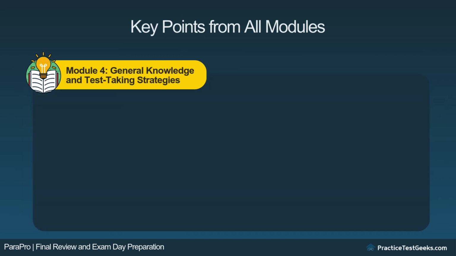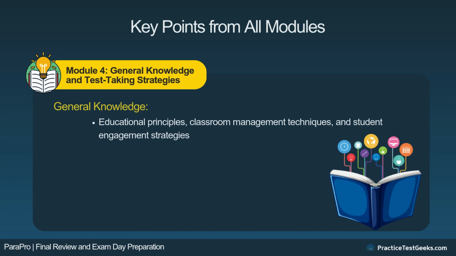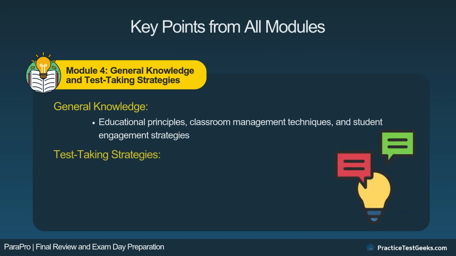Module 4. General Knowledge and Test-Taking Strategies. General knowledge. Review educational principles, classroom management techniques, and student engagement strategies. Understand the role of paraprofessionals in supporting students, especially those with special needs. Test-taking strategies. Practice eliminating incorrect answers, especially in multiple-choice questions. Manage your time wisely during the test by allocating approximately 1 minute per question.